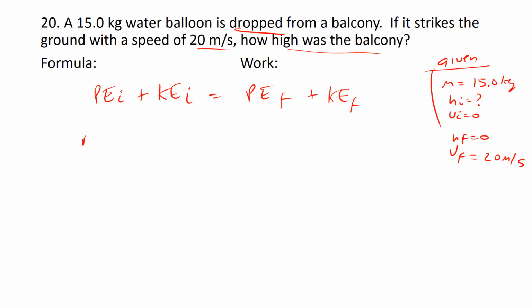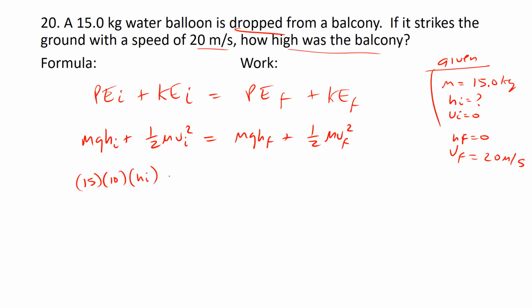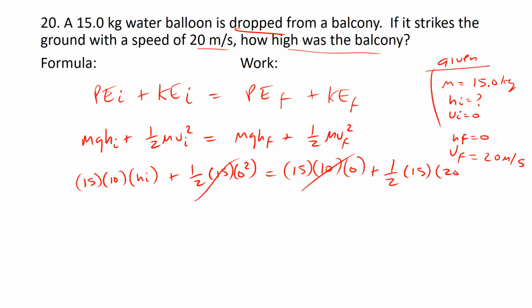So we're going to have to break this down to potential energy, which is mass, gravity, height initial, plus kinetic energy, 1/2 mv squared initial equals mgh final plus 1/2 mv squared final. Now we can plug in all these numbers, 15 times the 10 times the height initial, which we're trying to solve for, plus the 1/2 times the 15 again, but this time it's not moving, so this is going to cancel itself out. And then we get to the ground, and the 15 kilogram object with the acceleration of 10 meters per second squared, and it's on the ground, so that cancels itself out, plus 1/2 times the 15 times the final velocity, which was 20, that's going to be squared.